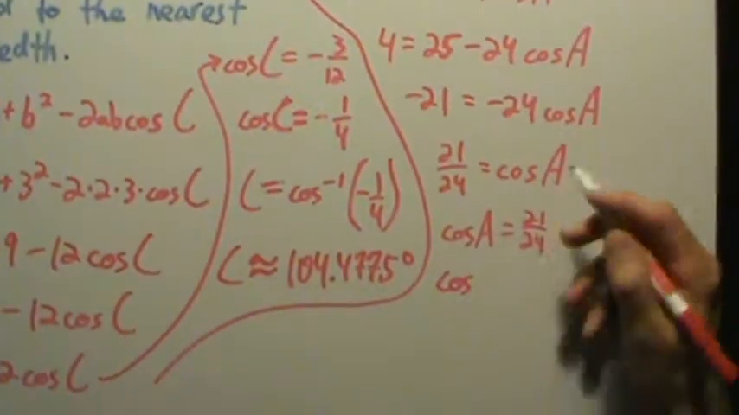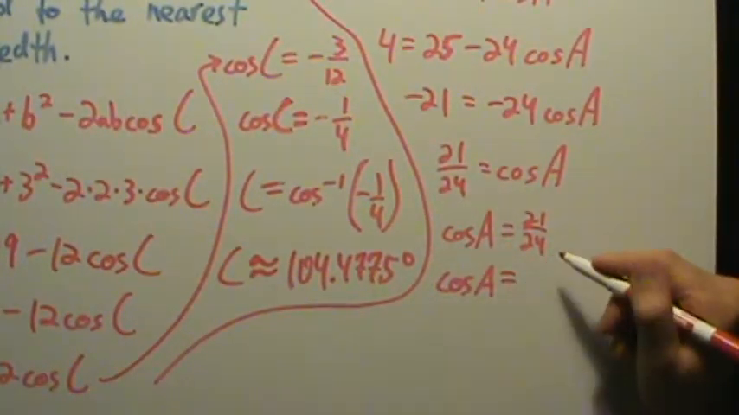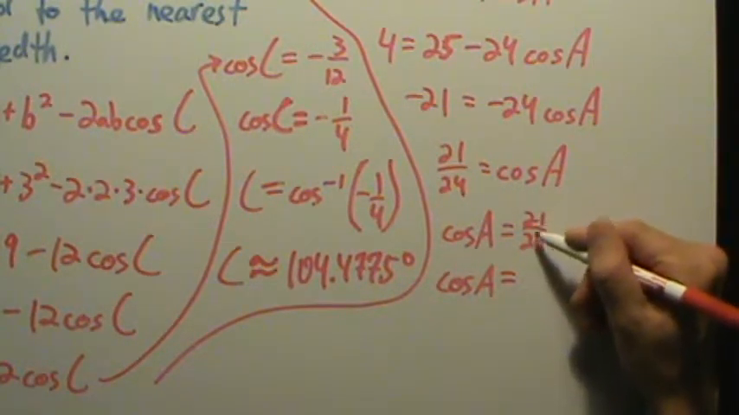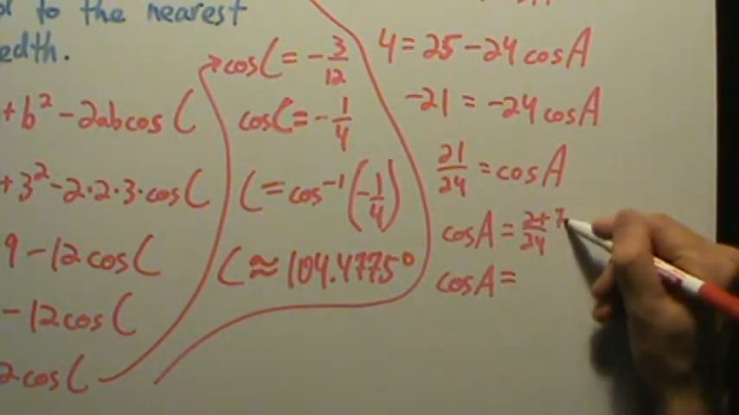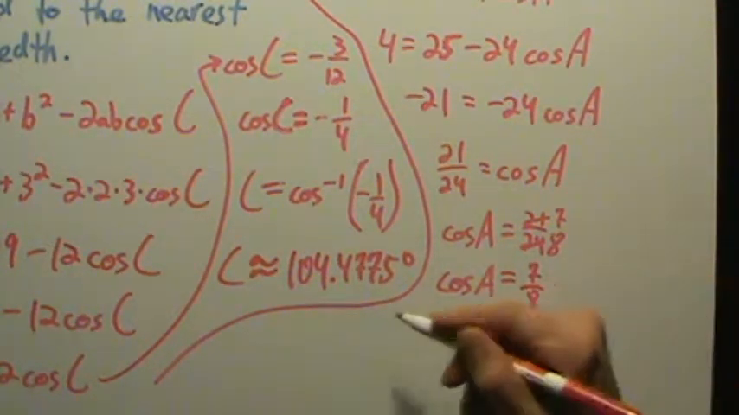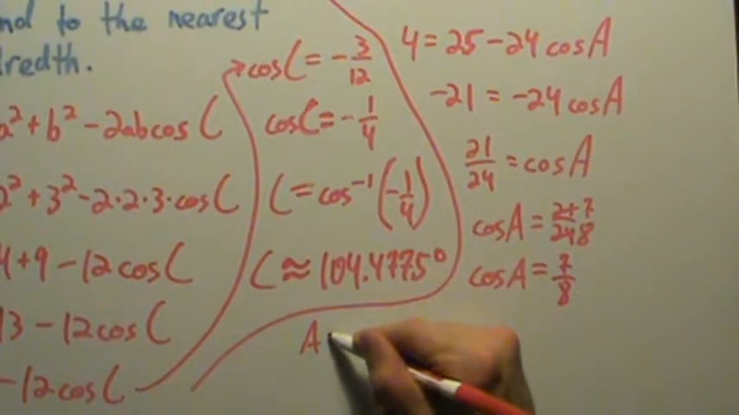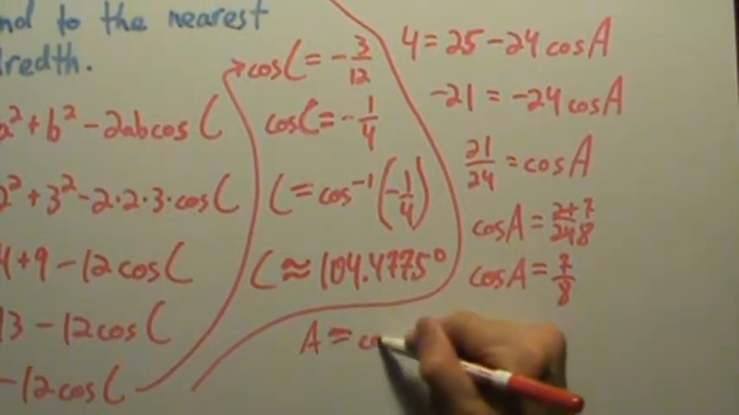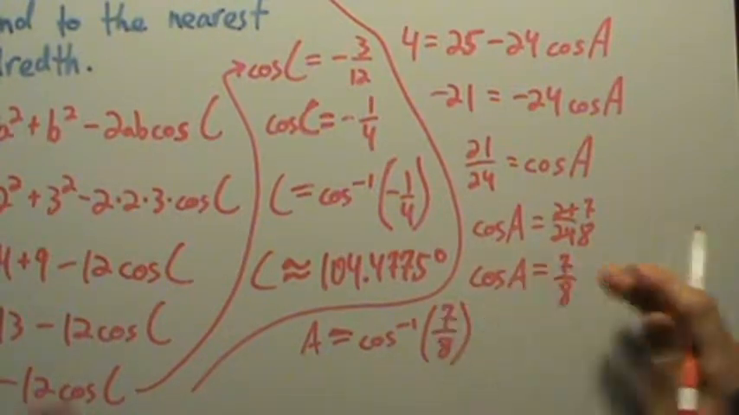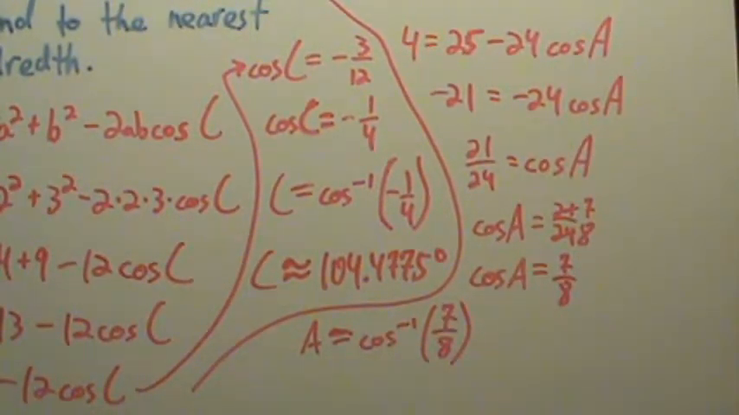Cosine of A, so pull out a common factor of 3. If we pull out a common factor of 3, then this becomes 7 and this becomes an 8. So it's 7 divided by 8. So then A is equal to the inverse cosine of 7/8. And that's what we can toss into our calculator.